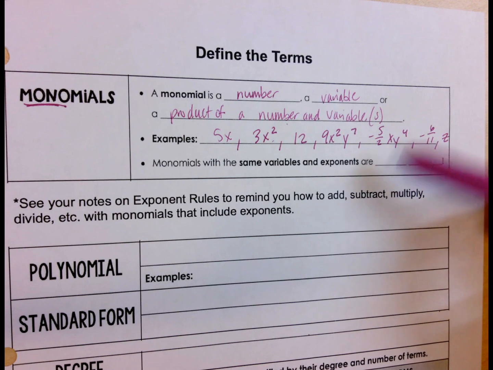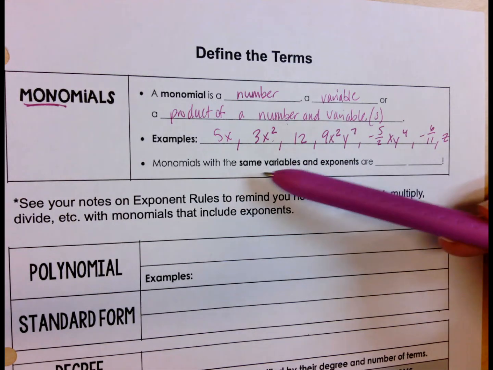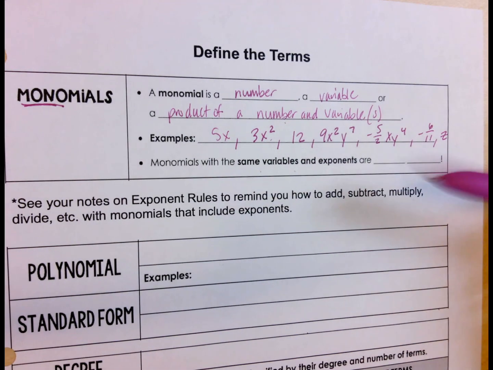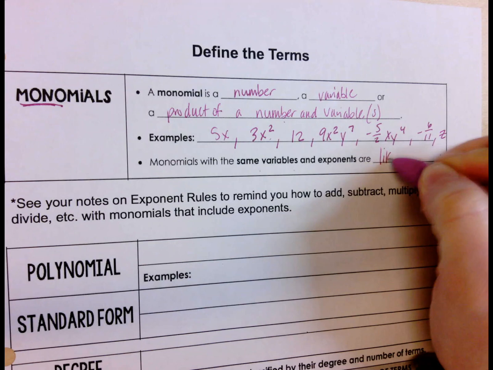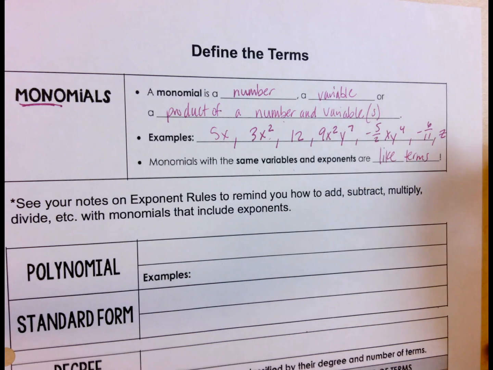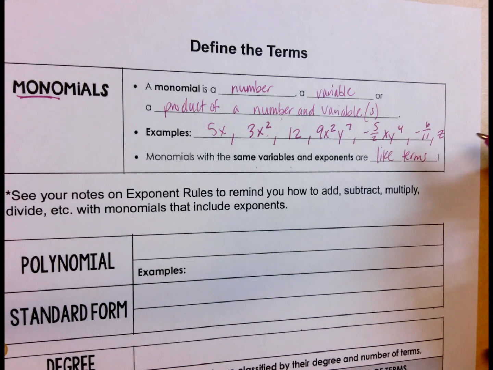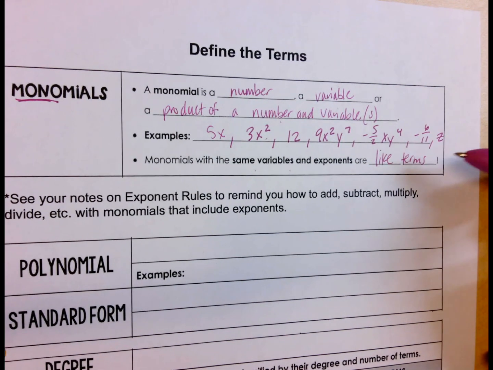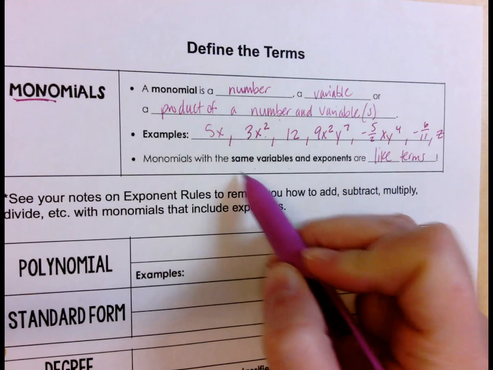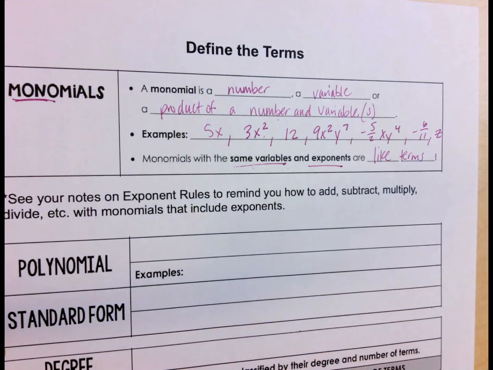So monomials with the same variables and exponents are considered like terms, and those are things that we can combine using addition and subtraction. We've talked about combining like terms in the past, but it has to be the same variables and exponents in order to do that.